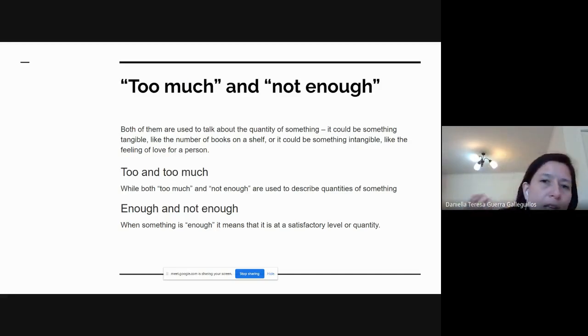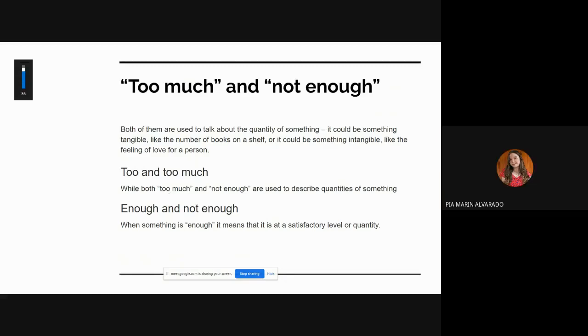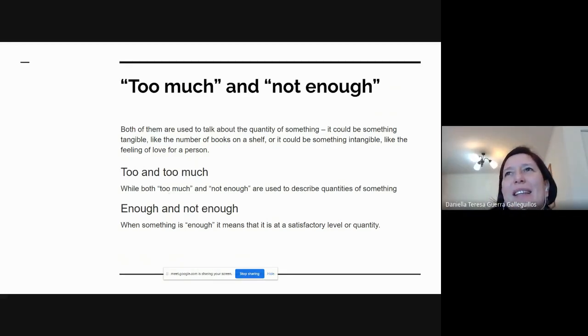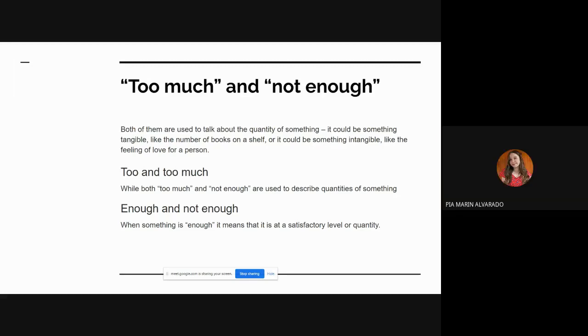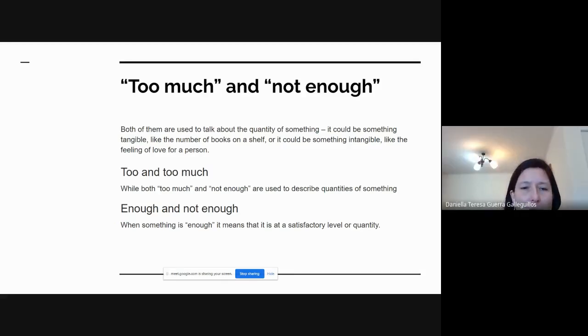So too much or too many, enough or not enough, can be used with any kind of noun. I'm going to ask Pia, can you read the definition of too and too much? Can you hear me? Yes, now I hear you. While both too much and not enough are used to describe quantities of something. So we express quantity of something.